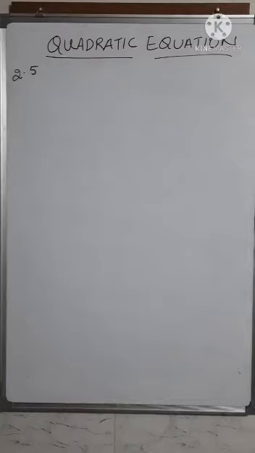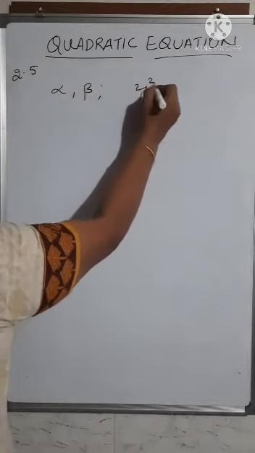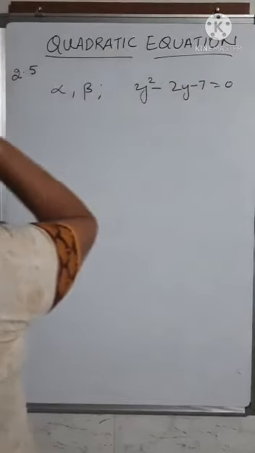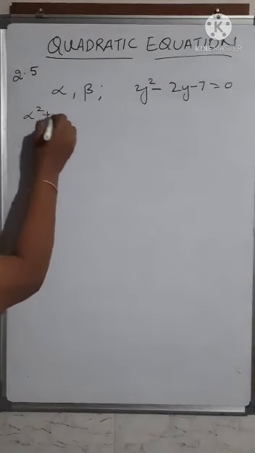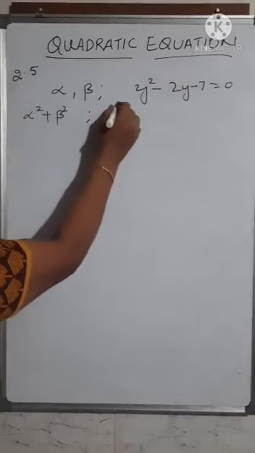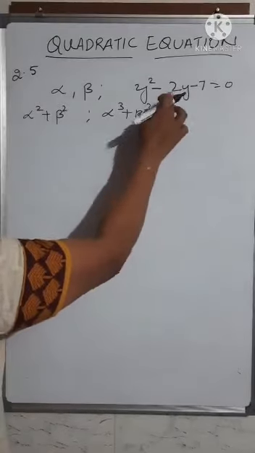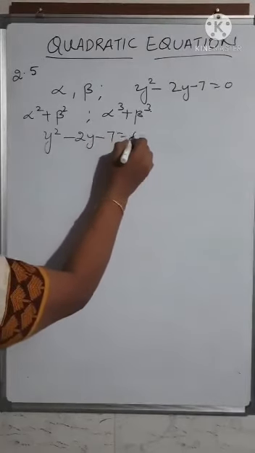So this will be the equation for the roots that are given in the problem. The sixth problem: alpha and beta are the roots of the equation. Find alpha square plus beta square and alpha cube plus beta cube. Alpha and beta, they are the roots of the equation y square minus 2y minus 7 equal to 0. So they have asked you to find out alpha square plus beta square, and alpha cube plus beta cube.